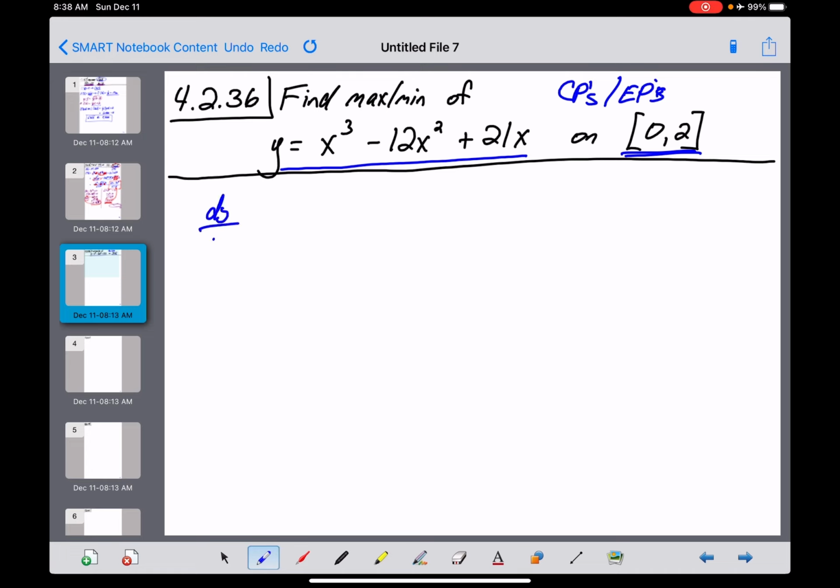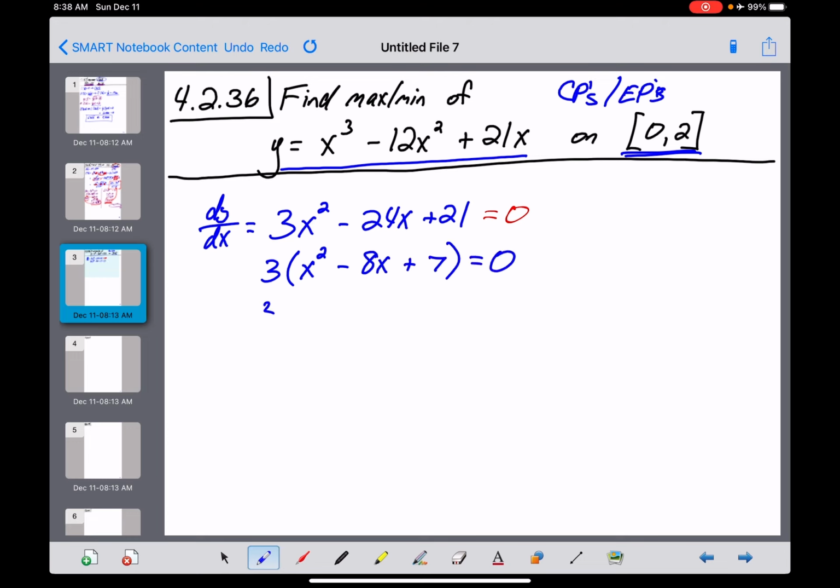The derivative of y with respect to x, just using the power rule, would equal 3x squared minus 24x plus 21. We want to know where that derivative is ever equal to 0 or undefined. A quadratic function is never undefined, so we just have to worry about it equaling 0. I would try factoring this before I run to my calculator. Let's pull a 3 out, and we get x squared minus 8x plus 7.